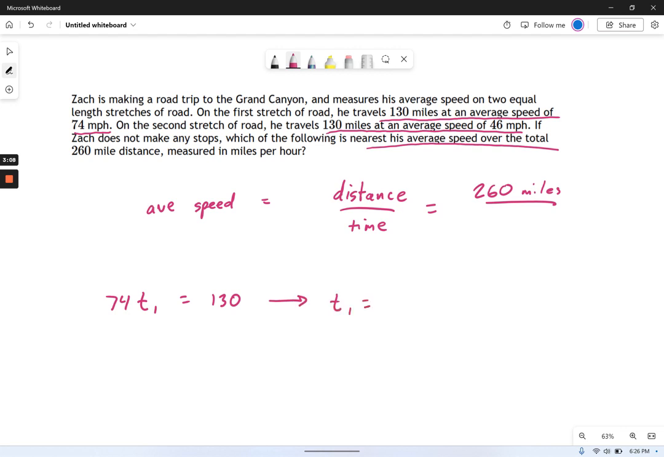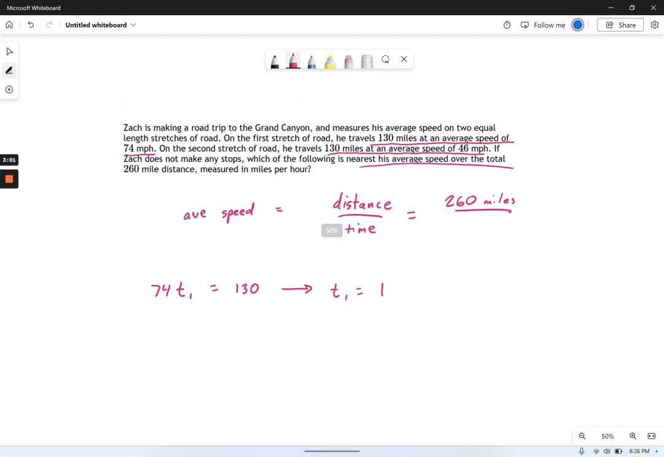Okay, you got to pull out a calculator here. I was not prepared for this. Let's see, 130 divided by 74, and we get 1.757 hours. Okay, a little under 2 hours. That makes sense. And then the next one, we're going to do 130 miles at an average speed of 46 miles an hour. So 46 miles per hour times T2 also equals 130 miles.